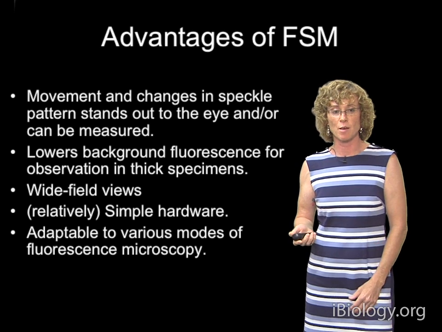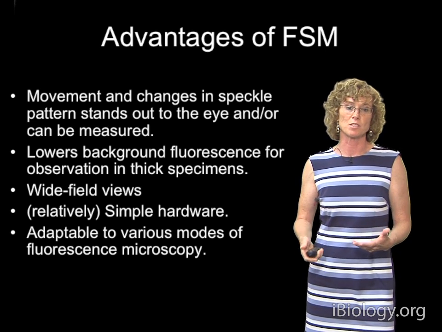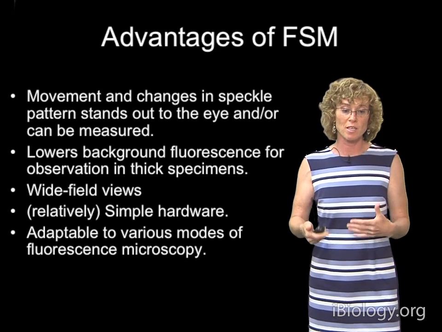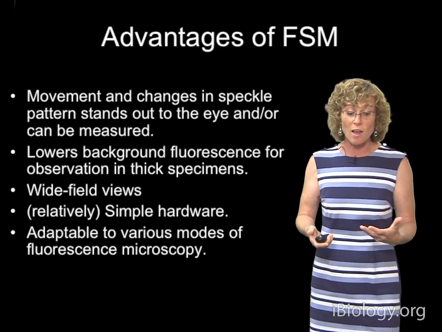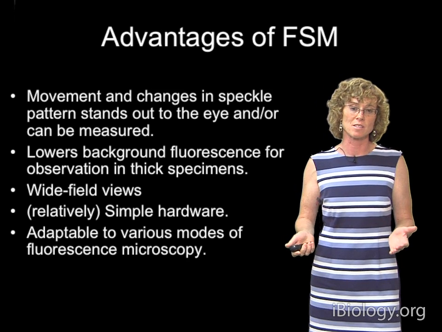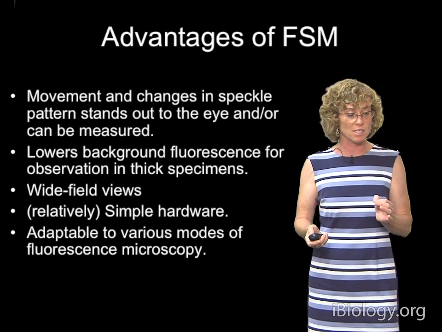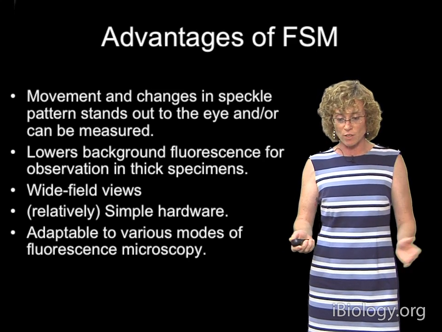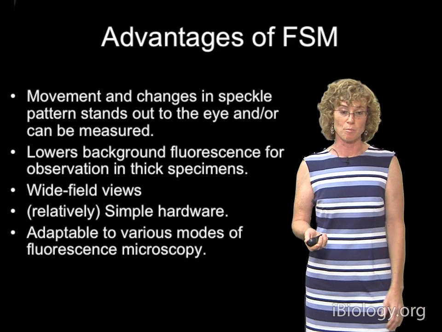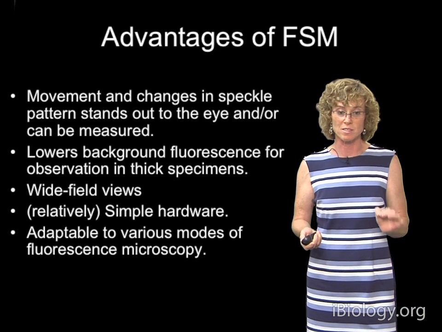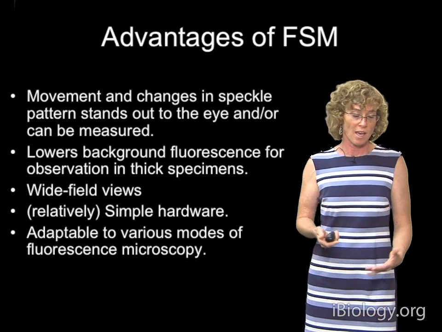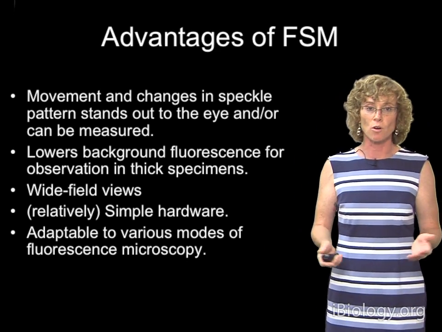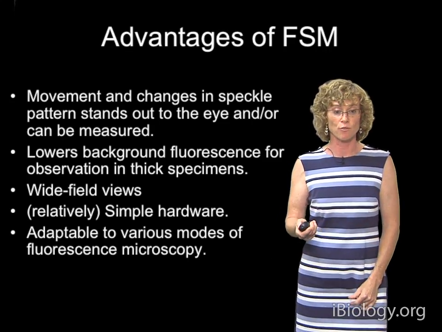The advantages of FSM are that movement and changes in the speckle patterns stand out to your eye and can be measured. Because you're putting in a much lower level of fluorescent proteins, the background fluorescence is very, very low. So you can see deeper into thick specimens with fluorescent speckle microscopy. You get wide field views, and the hardware is simple. You can pretty much do it with any properly set up high resolution microscope system, and you can adapt it to different kinds of high resolution fluorescence microscopy, confocal, spinning disk, TIR-F, for example.